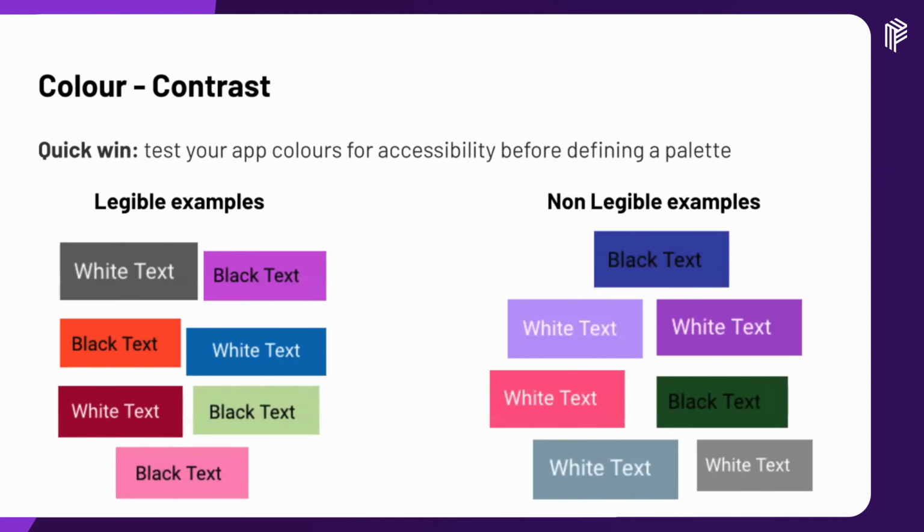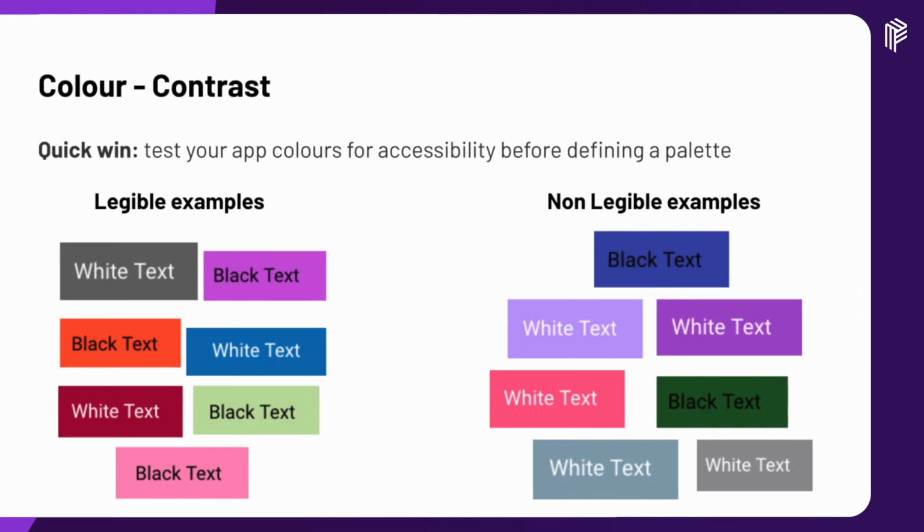So here comes our first quick win. Especially if you are building your own project, or if you are a UX/UI designer, or if you have access to your UX and UI designers before the color palette is agreed on, or if you can easily change it, test your app colors for accessibility before defining a palette, because this can make a huge difference for the visibility and the readability of your content.